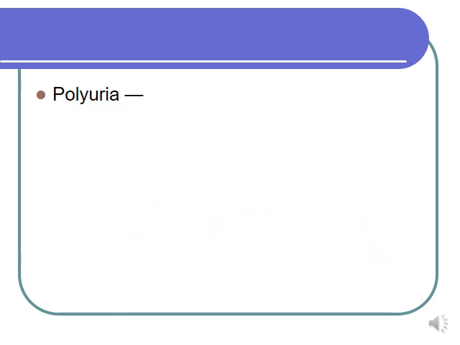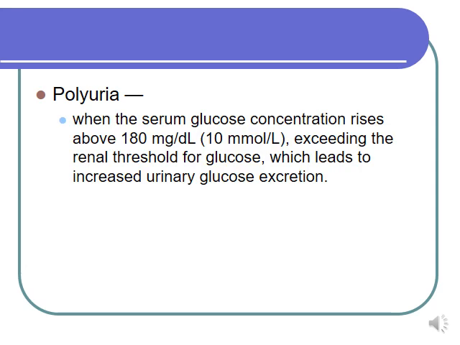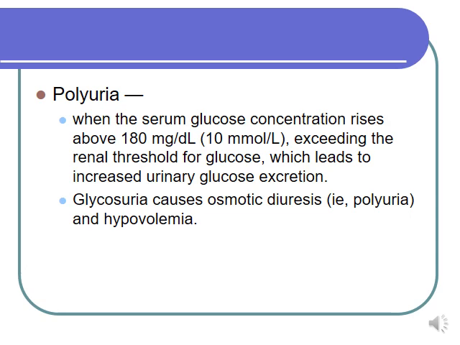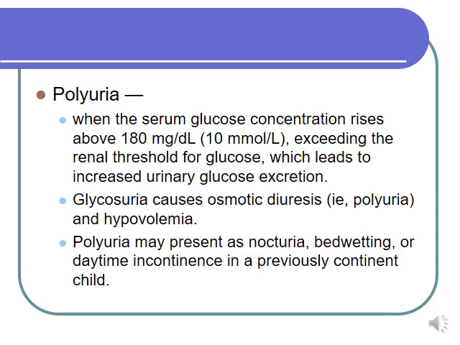So coming to polyuria. When serum glucose concentration exceeds 180, the renal threshold for glucose, it leads to increased urinary glucose excretion. Glycosuria causes osmotic diuresis, that is polyuria and hypovolemia. And polyuria presents as nocturia, bedwetting or daytime incontinence in a previously continent child.